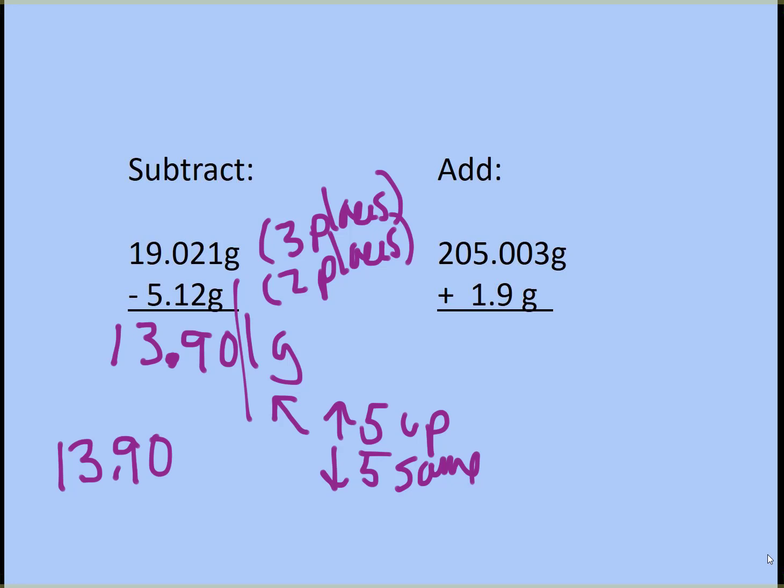So I do want to make sure that I write that 0 because it is measured. So again, only 2 places past the decimal. Let's do the next one.